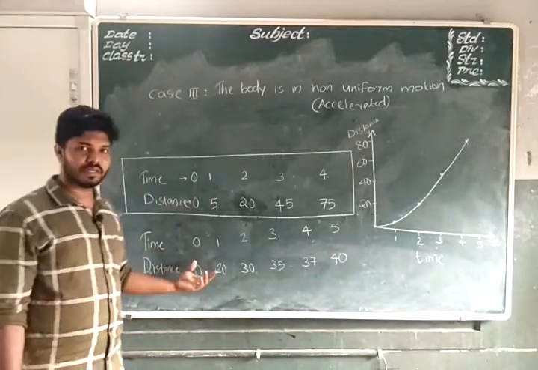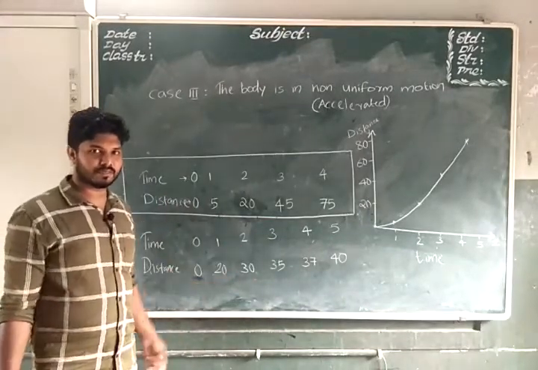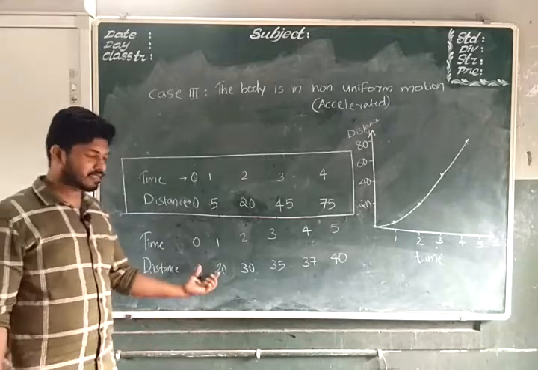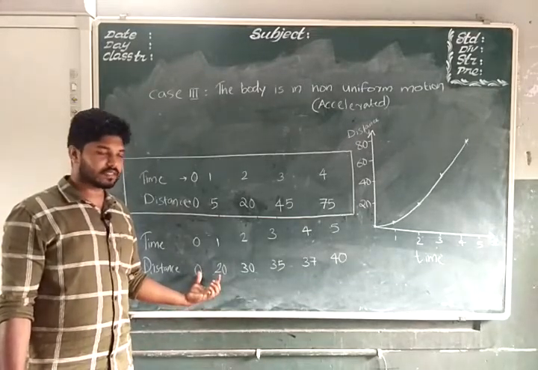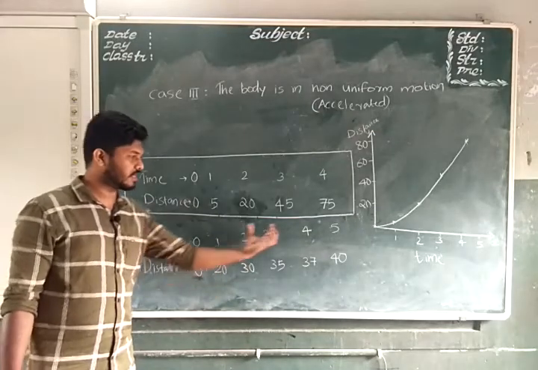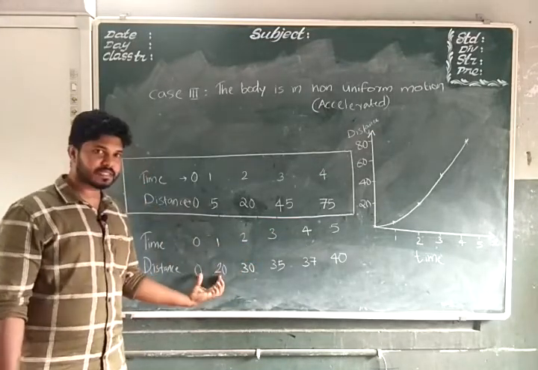These are non-uniform motion or accelerated motion, isn't it? See here, it does not cover equal distance in equal intervals. These are equal intervals of time, but it covers different distances.